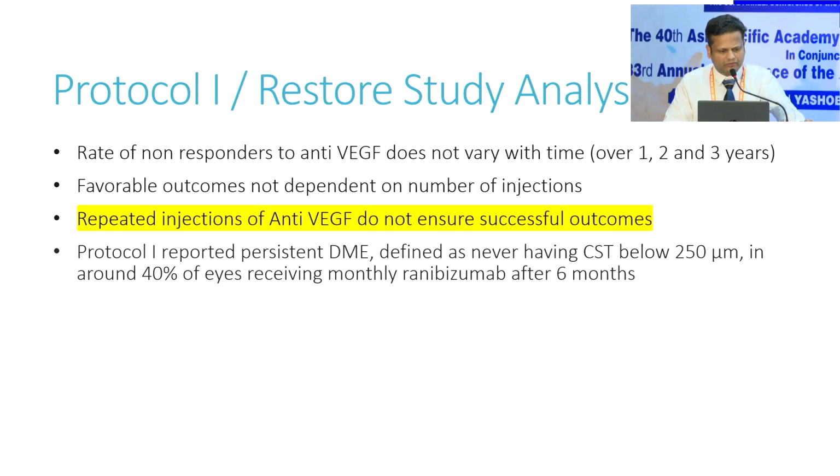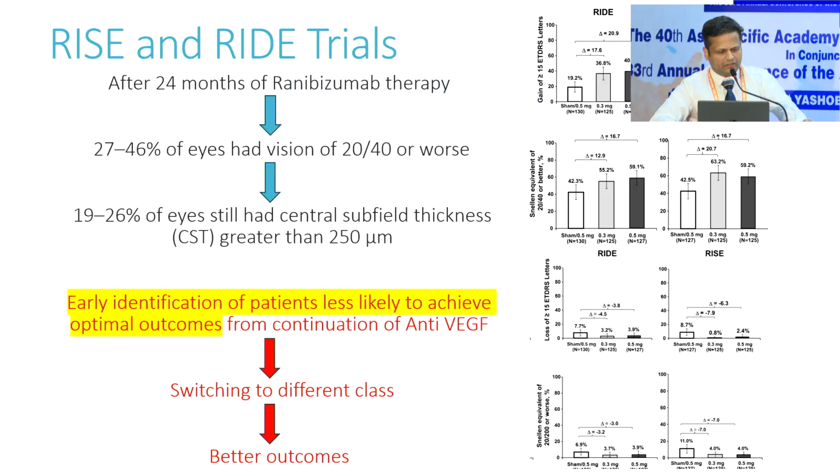Why do we need to switch? Just giving continuous anti-VEGF treatment doesn't mean that the DME has to respond, which was shown by the Protocol I and RESTORE studies, which showed that repeated injections of anti-VEGF did not ensure successful outcomes. And in the RISE and RIDE trials, patients were identified who were likely not to achieve optimal outcomes from continuation of anti-VEGF, and when these patients were switched to a different class of drugs, they fared better.